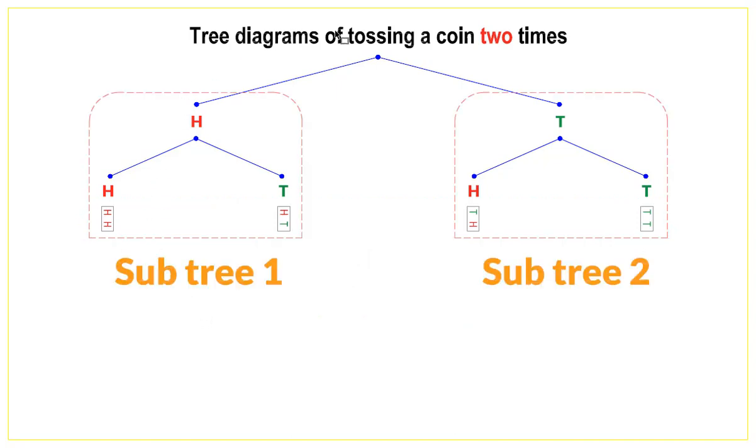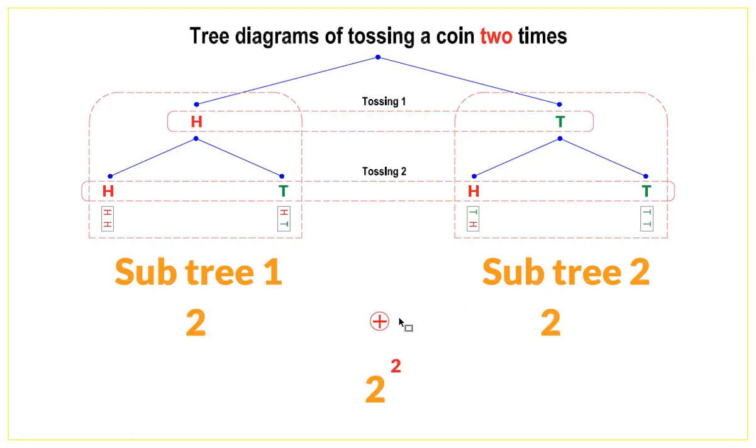So now we divide the mother tree into subtree 1 and 2, and each one has 2 outcomes. We add them together and we get 2 to the power of 2. That's easy. Now let's use the formula to solve this issue, the permutation formula. We have to answer 2 questions. Is there a replacement or not?